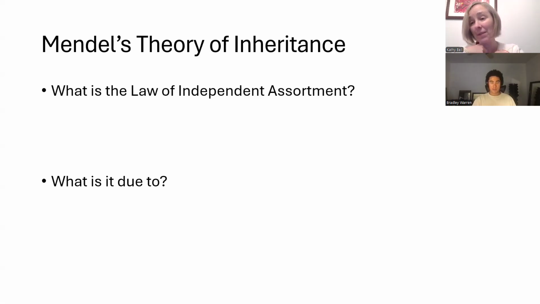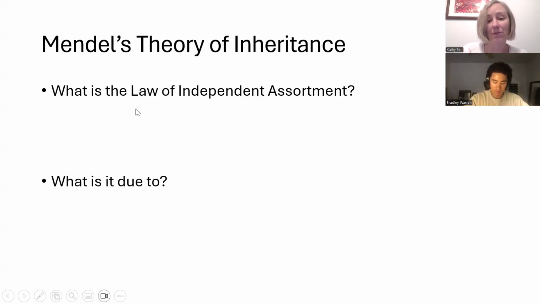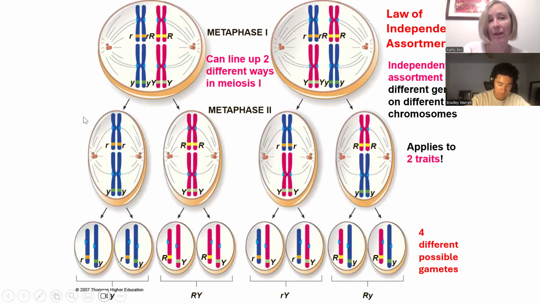So this one, we're going to be looking at two genes instead. The law of independent assortment says these two genes are going to be segregating independently of each other into separate gametes. Like if we have this R gene and this Y gene, which with his pea plants was seed shape and seed color, they're just going to separate independently of each other. So it's not like they're joined together.